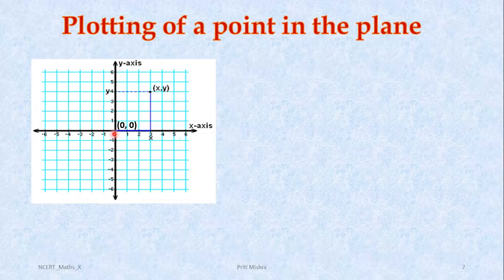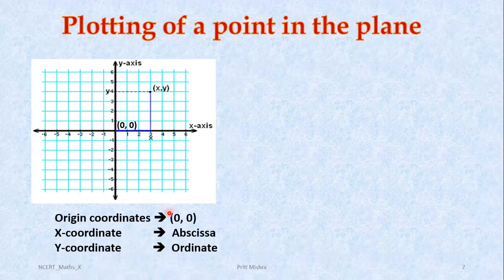And the point where these two lines intersect, because these two number lines intersect each other at their zeros, that's why the coordinates of the origin are (0, 0). The x coordinate is known as the abscissa and the y coordinate is known as the ordinate. That means the name of the x coordinate is abscissa and the name of the y coordinate is ordinate.